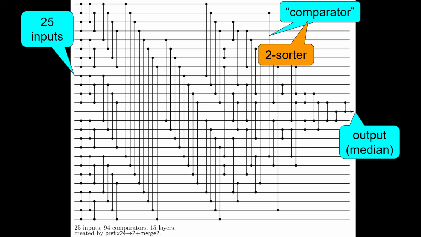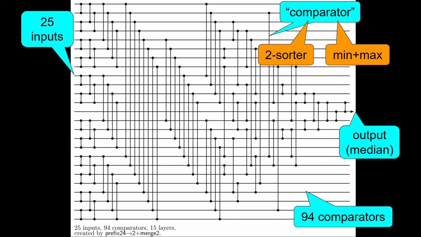So we can think of a comparator as a two-sorter. It takes in two inputs and it sorts them. You can also think of a comparator as a minimum and a maximum bundled into one component. Depending on what you do, if you're in hardware or software, these views may make a difference. But I'm just going to say comparator. Right. And this network is a network of 94 comparators, which is the best in the world. So that's what this talk is about. As far as I know, it's the best in the world.